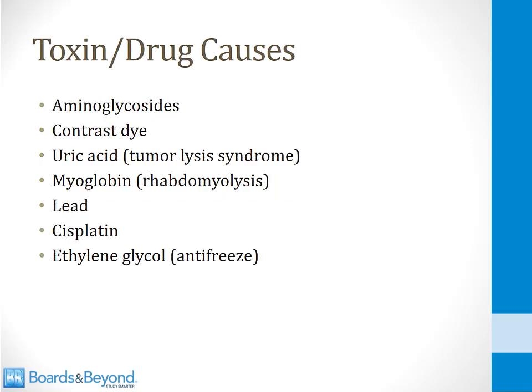Some of the toxins and drugs that can cause tubular necrosis are listed on this slide. So aminoglycosides are famous as antibiotics that have renal toxic side effects, and they can cause ATN. Contrast dye that's administered for CT scans can cause ischemic ATN. Uric acid pours out of cells in the tumor lysis syndrome, and this can cause ATN. And rhabdomyolysis also has myoglobin spilling into the plasma, and this can lead to ATN.